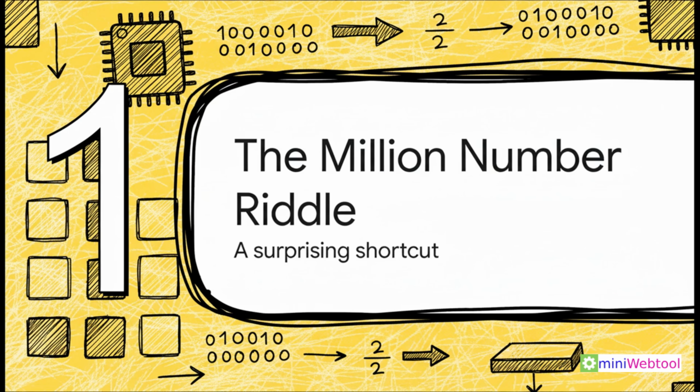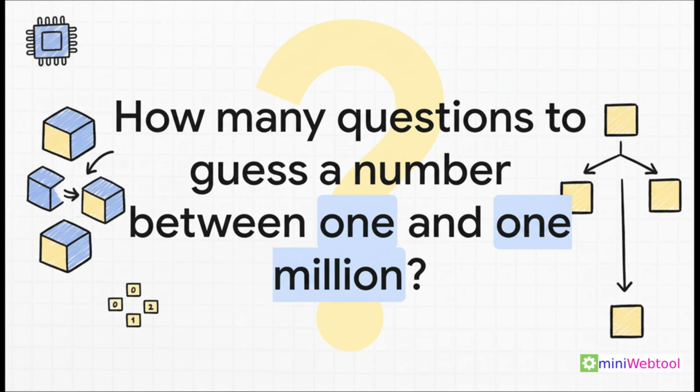Okay, so to get started, let's not begin with a dry, boring formula. Instead, let's kick things off with a riddle. This little puzzle is the perfect way to show you the raw power of what we're about to learn. Imagine this. Your friend is thinking of a number, any whole number between 1 and 1,000,000. Your job is to guess it. The catch? You can only ask yes or no questions. So how many questions do you think you'd need to guarantee you find that number?